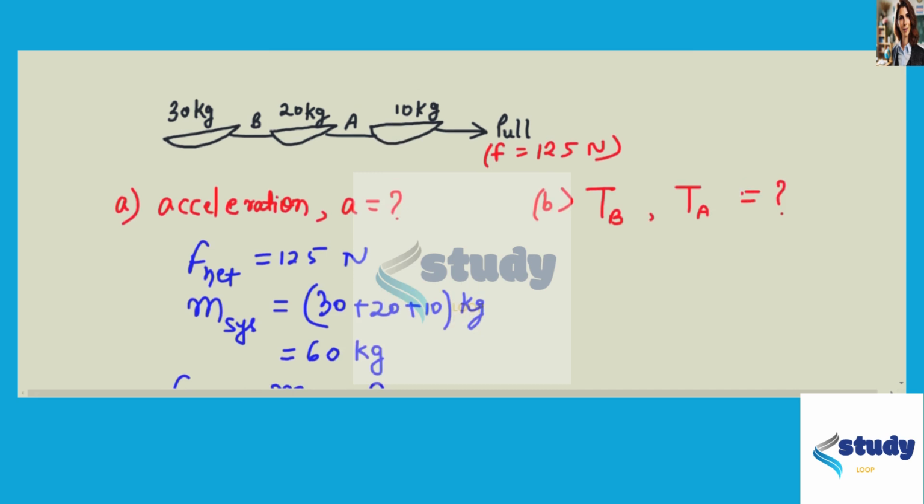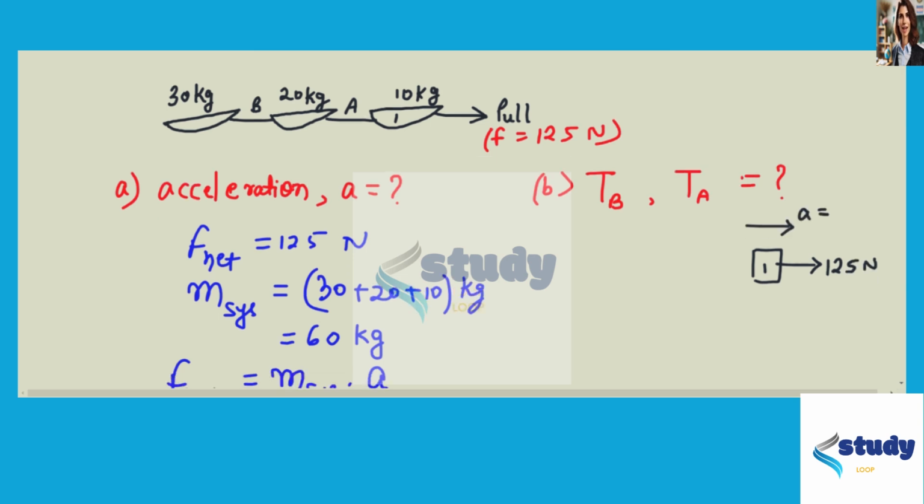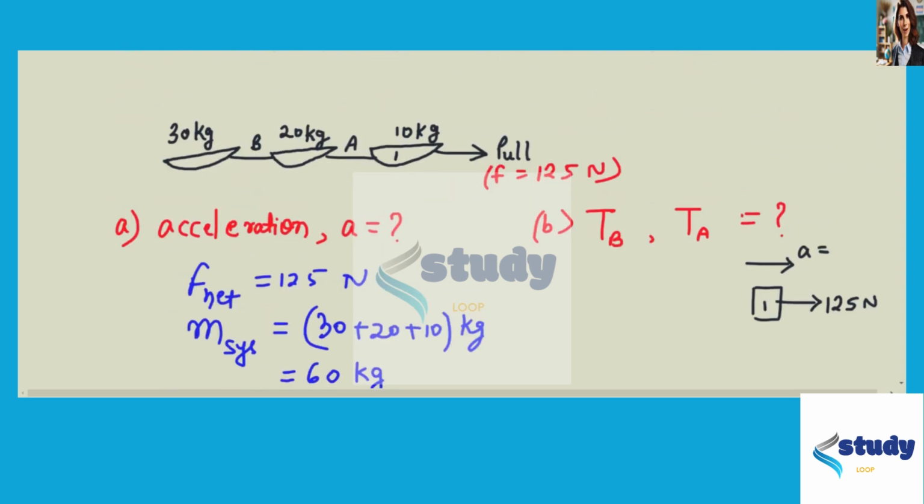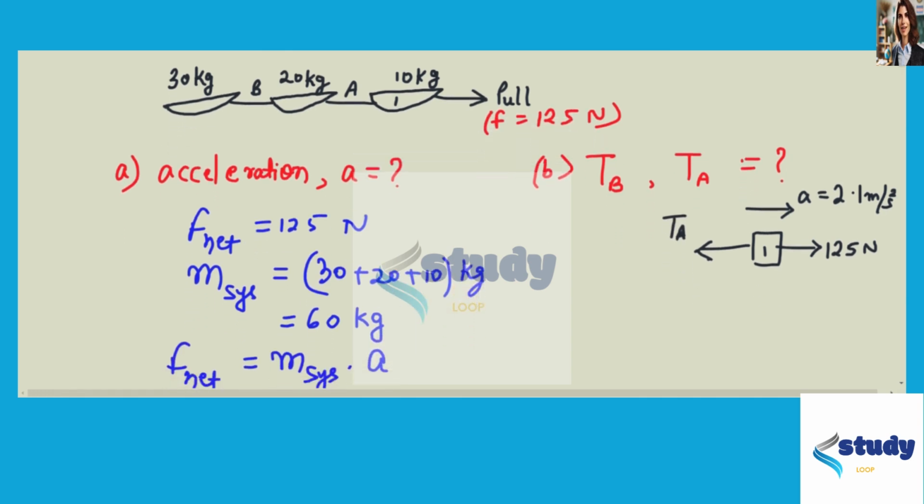Now to compute the tensions, what we will do, we will observe closely the free body diagrams of the three objects. So let us say first I consider this object 1. So on object 1, a force of 125 newtons is acting to the right, and this is moving with the acceleration that we figured out now, that is 2.1 meters per second square. And the tension acting in the rope here is TA. So here we can figure out this TA.